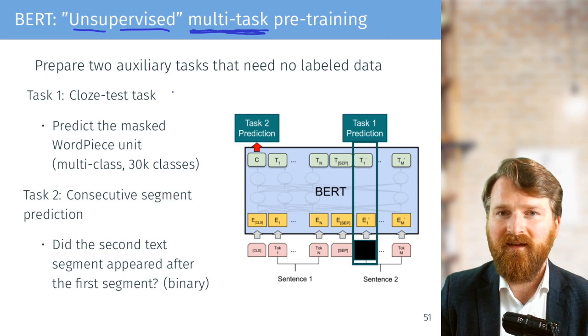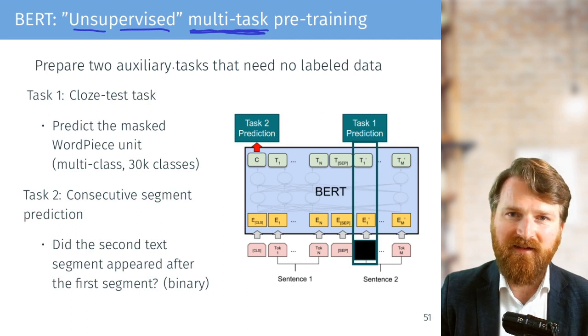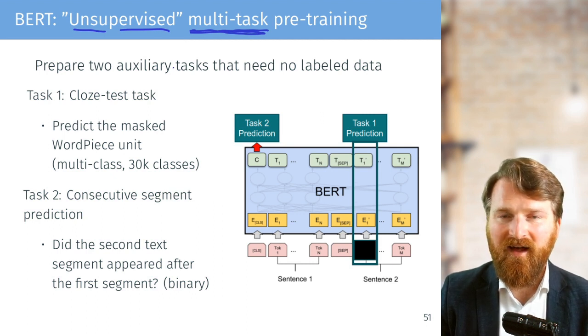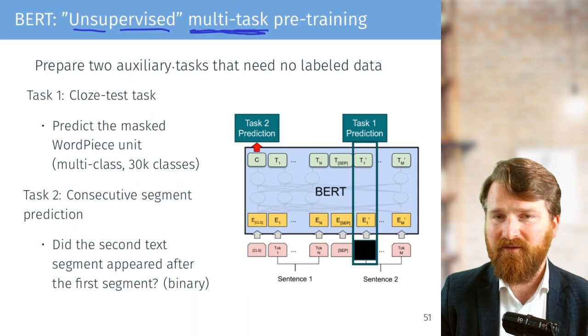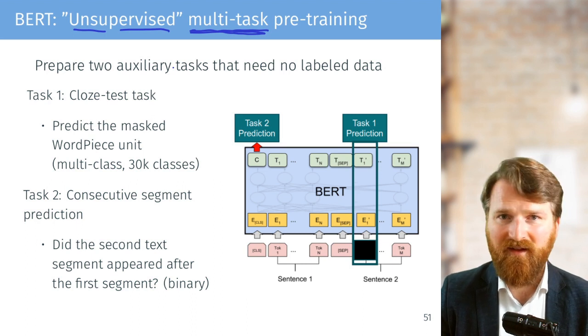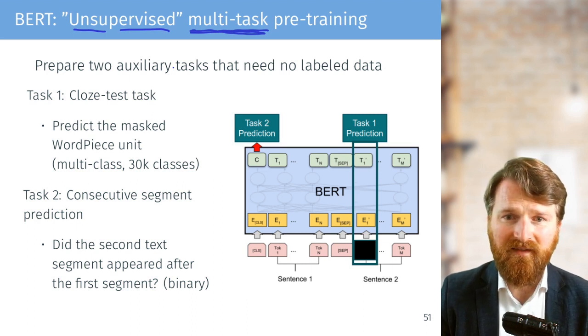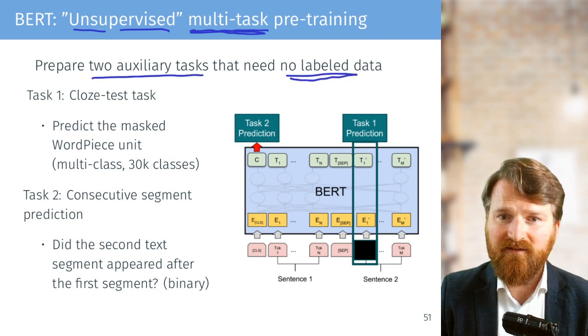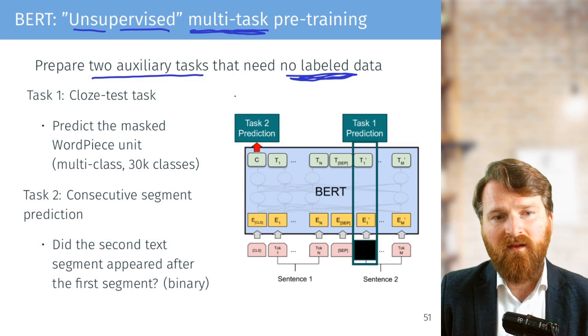So we don't need any NLI as in InferSent. InferSent needed NLI for pre-training. Now we don't need any labeled data. We can run it on unlabeled data, and it could be really anything and super big. So we prepared 2 auxiliary tasks that need no labeled data. This is the big advantage. And what we're gonna do is to prepare 2 tasks.